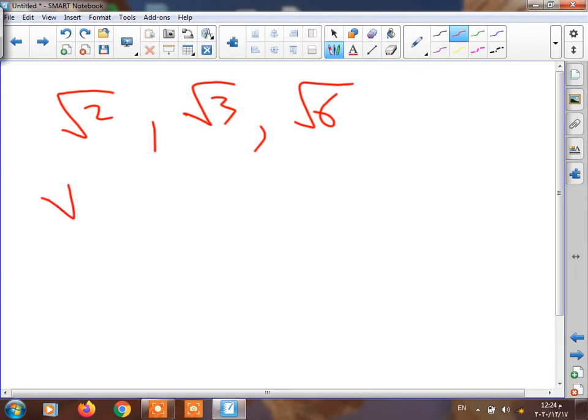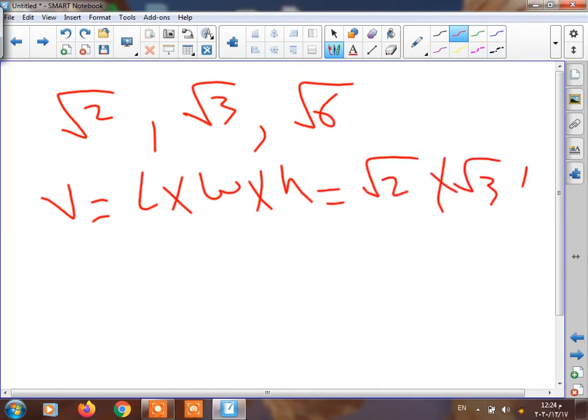Number 1, find the volume. Volume equals length times width times height, which means root 2 times root 3 times root 6. It will be equal to root 36, which equals 6 centimeter cube.